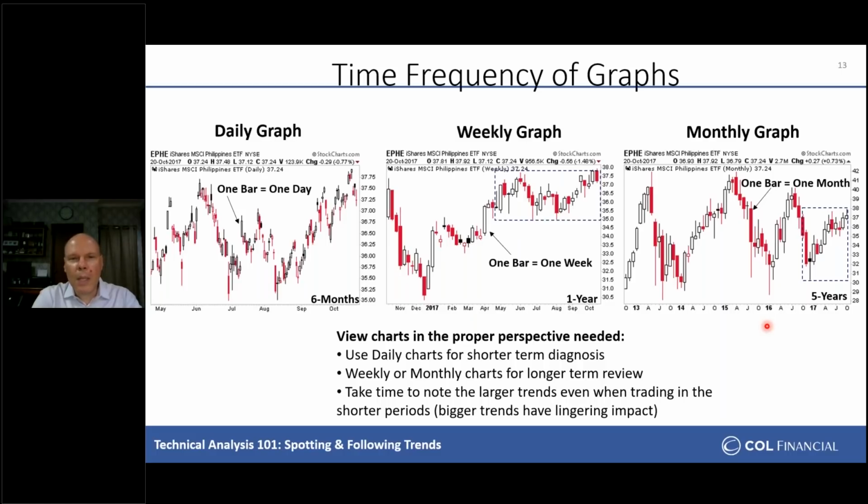You don't have to look at the monthly graph every day anyway. You can look at it maybe once a month or once every 2-3 months, because those trends will not change immediately. But in a daily graph, you can look at it as frequently as you wish.